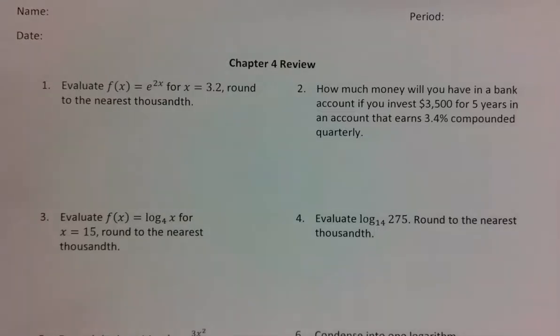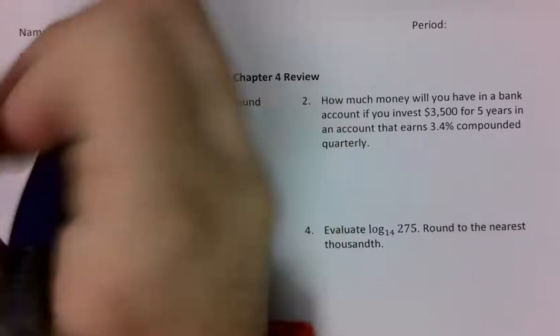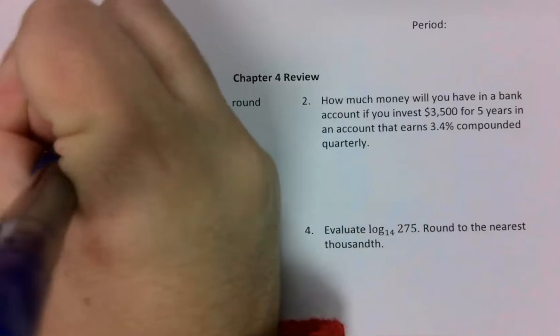So in this video, I'm going to be going over the Chapter 4 review. Number 1 wants me to evaluate f of x equals e to the 2x for x equals 3.2, and then round to the nearest thousandth. So the first thing I'm going to do is plug in this value.